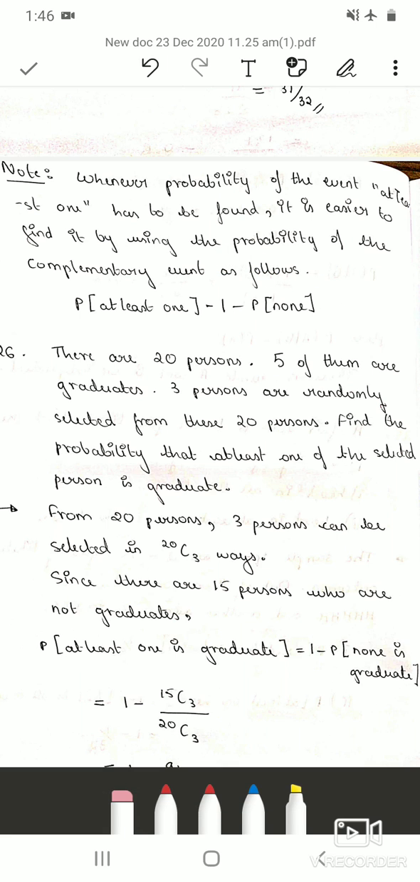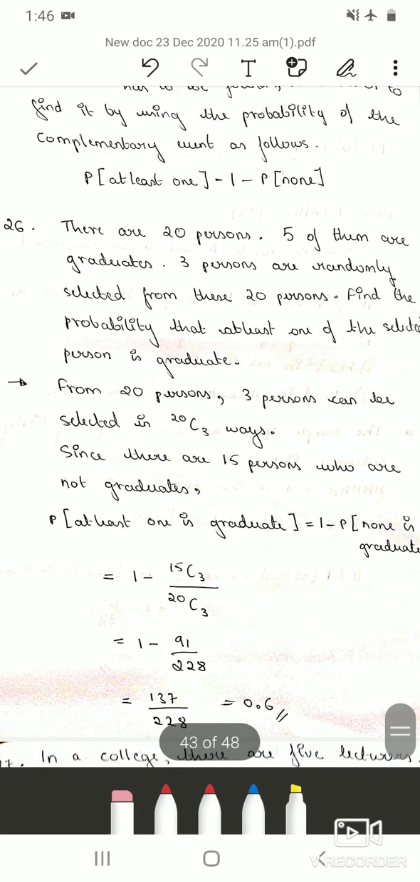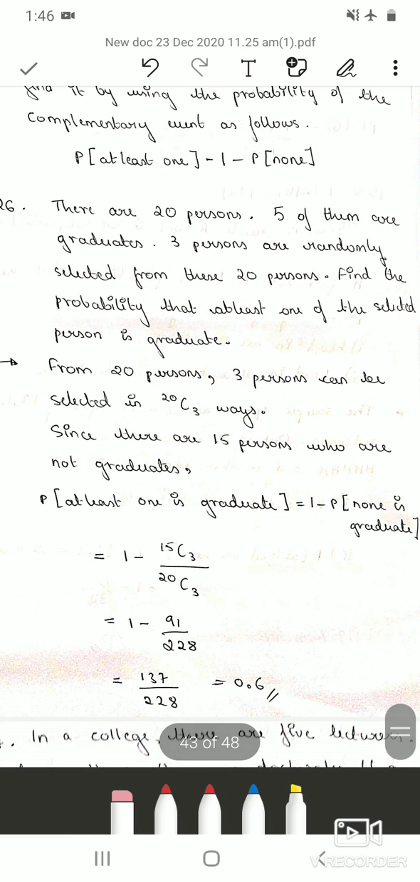So the 26th problem is: there are 20 persons, 5 of them are graduates, and 3 persons are randomly selected from these 20 persons. Find the probability that at least one of the selected persons is a graduate. So they have given there are 20 persons. Among these 20 persons, we are selecting 3 persons randomly.